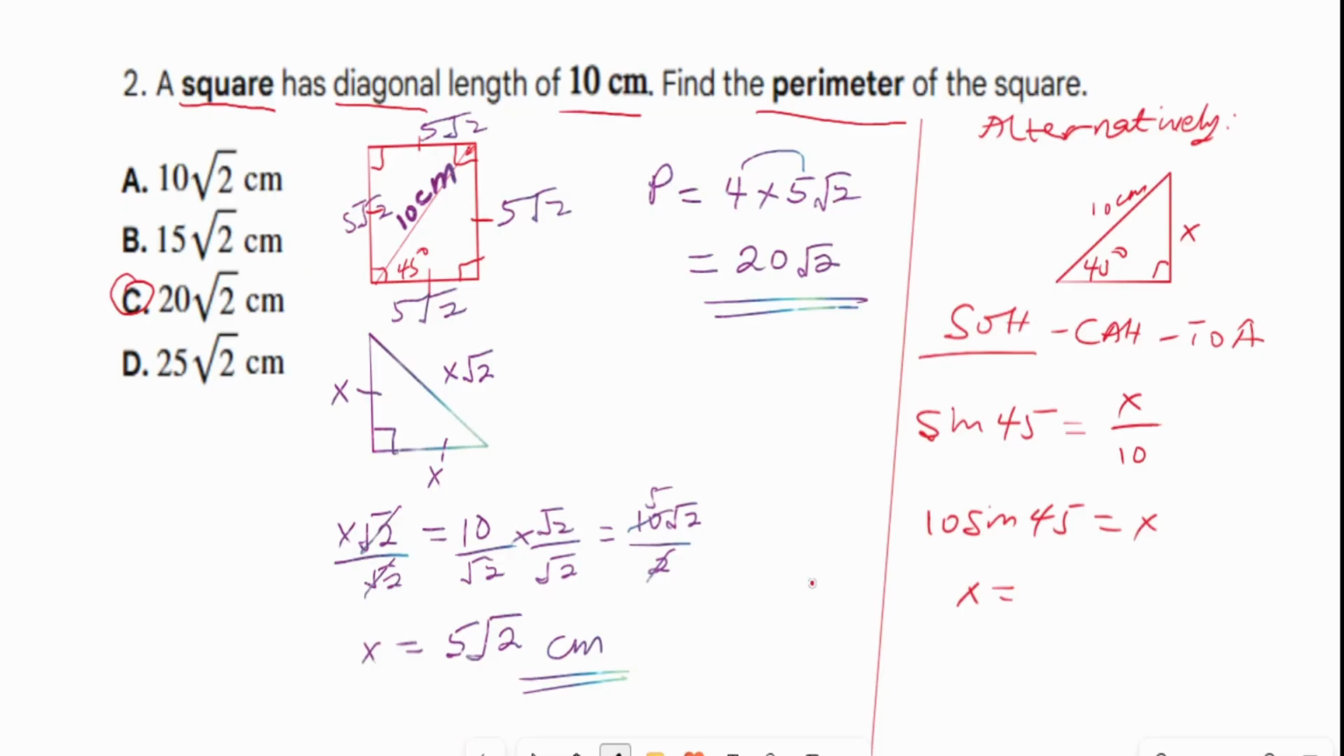So x equals 5 root 2 centimeters. And then we go ahead and solve for the perimeter. Let's go to question 15.